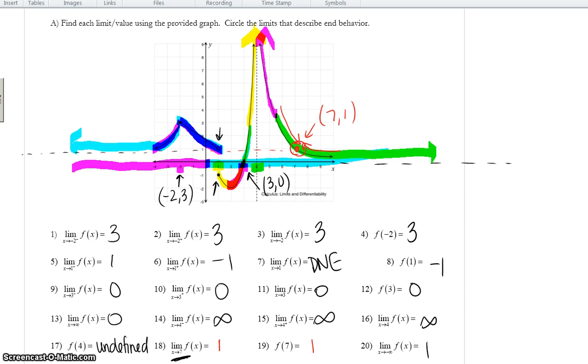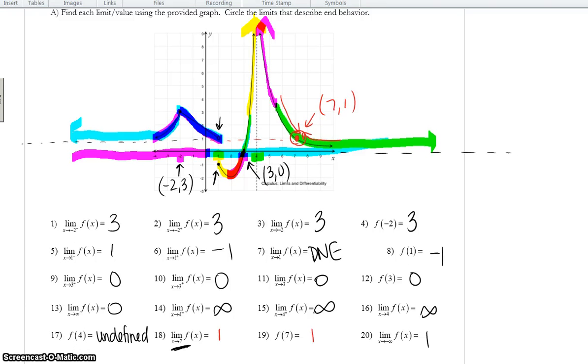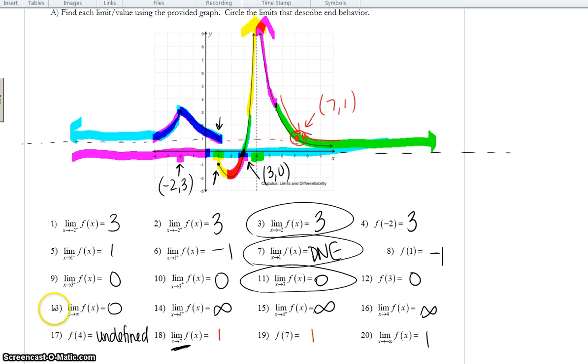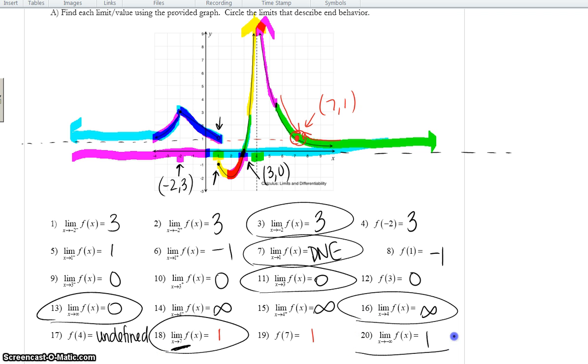Now remember in our directions it said circle the limits that describe end behavior. And end behavior is finding the limit. So we are going to circle this one here, number 3. We are also going to circle number 7. We are also going to circle number 11 and 13, as well as 16 and 18 and 20.